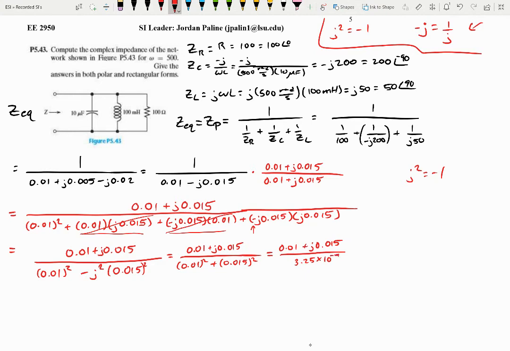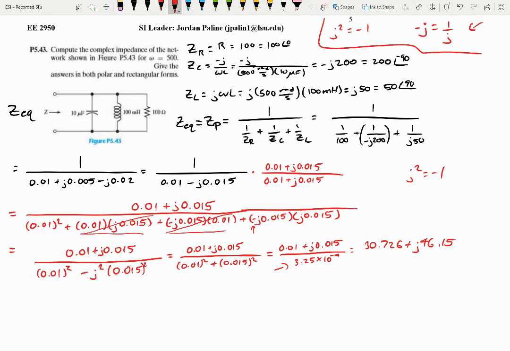Okay, so all we're going to do now is take this denominator and we'll divide it into both the real and the imaginary terms, and we will get 30.726 for the real part, then plus j 46.15 for the imaginary part.